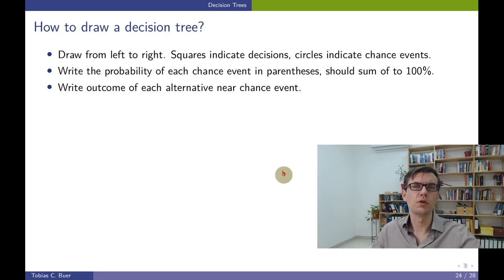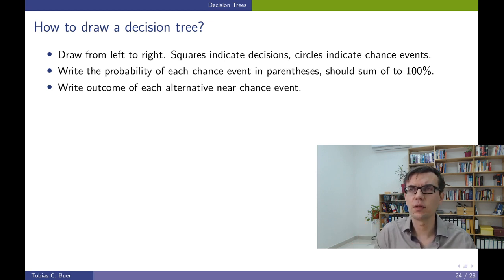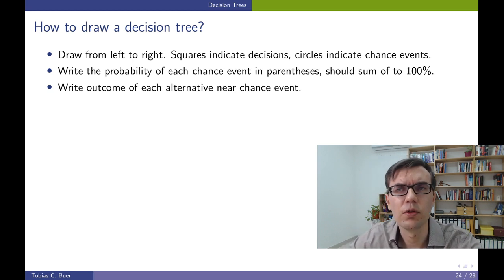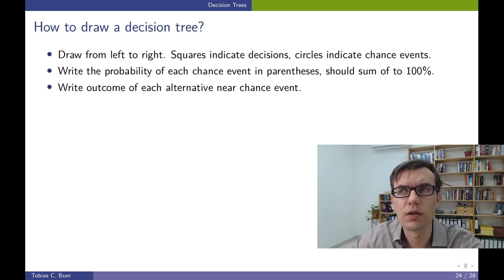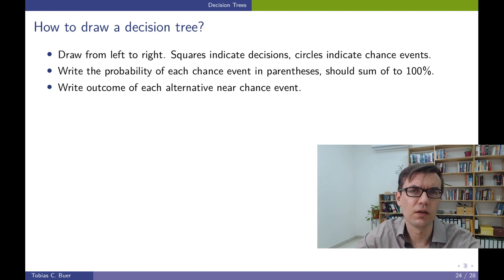So how do we draw a decision tree? For this lecture, we try to do it always from left to right. The squares indicate decisions, circles indicate chance events, and as I've already told you, the sum of the chance events should be 100%. We write them in parentheses, and we draw the outcome of each alternative near a chance event. You can see this in the example that I'm going to present to you now.